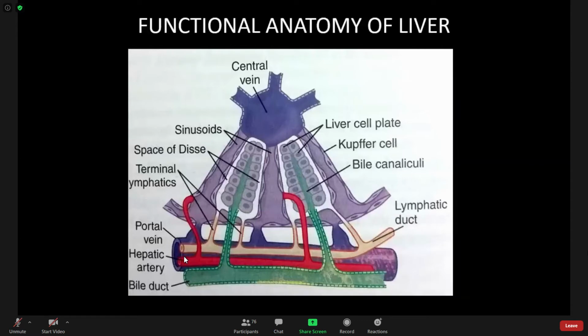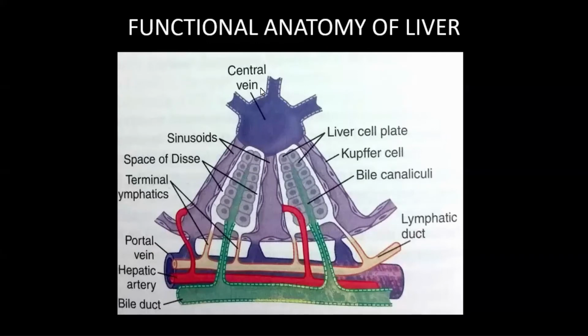And you can see that the hepatic artery also supplies the fibrous septa and liver sinusoids. This hepatic artery supplies the liver septa and liver sinusoids. So in the liver sinusoids, mainly the impure blood is drained. From the hepatic sinusoids, it ultimately drains into the central vein, from the central vein to the hepatic vein, and from the hepatic vein to the inferior vena cava.